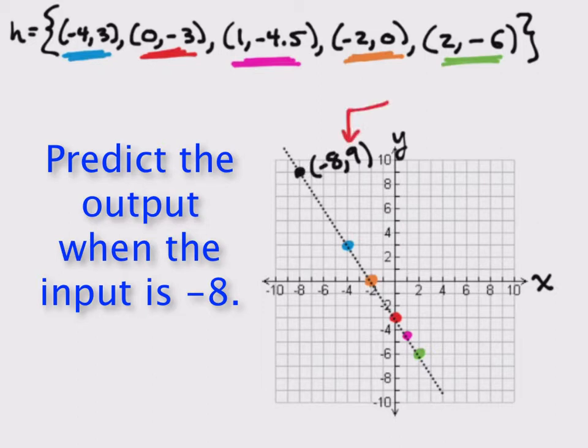Alright, so after graphing those 5 ordered pairs, it appears that our points lie more or less on a line, and if we extend that line, we can predict that when the input to this function is -8, the output should be 9.